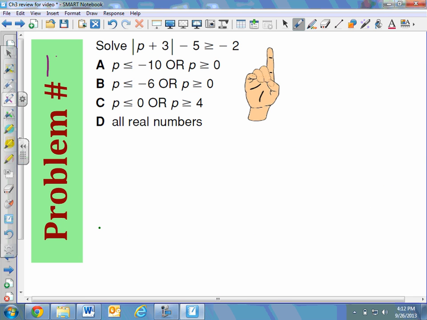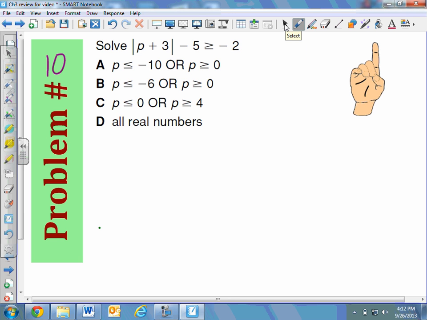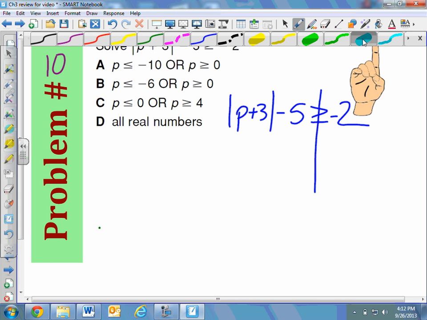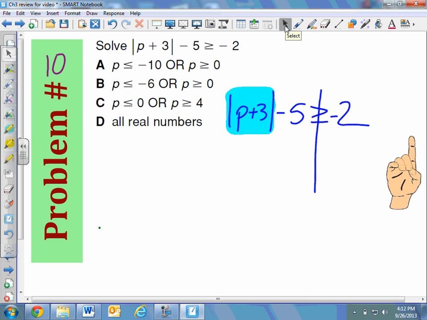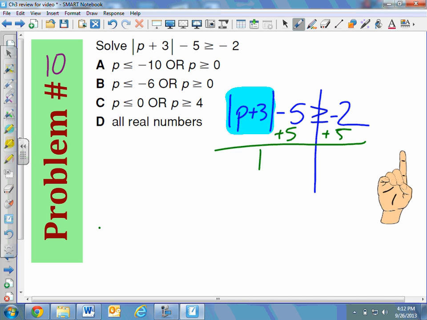Okay, we're at 10. Okay, let's see. I'm going to write the problem right over here so you guys have it a little bit bigger. Absolute value, p plus 3 minus 5 is greater than or equal to negative 2. Okay, what I just finished telling you in the last problem, what do you got to do with this right here? I know you just said it. You got to isolate it. So let's isolate it by getting rid of this minus 5. So I'm going to do plus 5, plus 5. Absolute value, p plus 3 is greater than or equal to a positive 3.